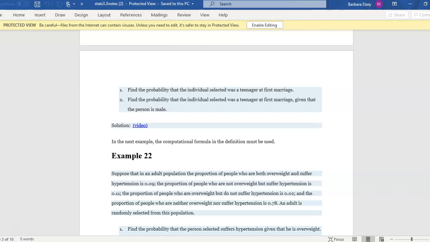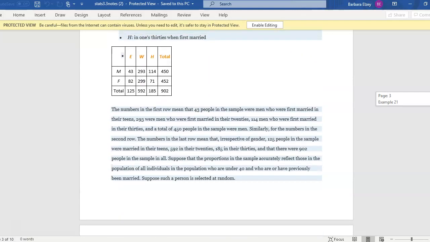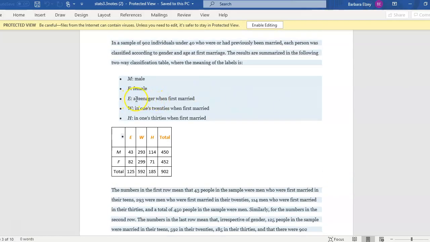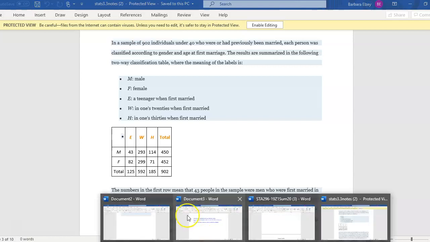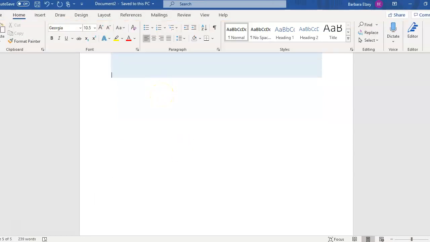And number 2, find the probability that the individual selected was a teenager at first marriage, given that the person is male. All right, so number 1, we want to find the probability that the person selected was a teenager at first marriage. Now, teenager at first marriage was symbolized with an E. A teenager when first married is E. So we're looking for the probability of E for number 1.